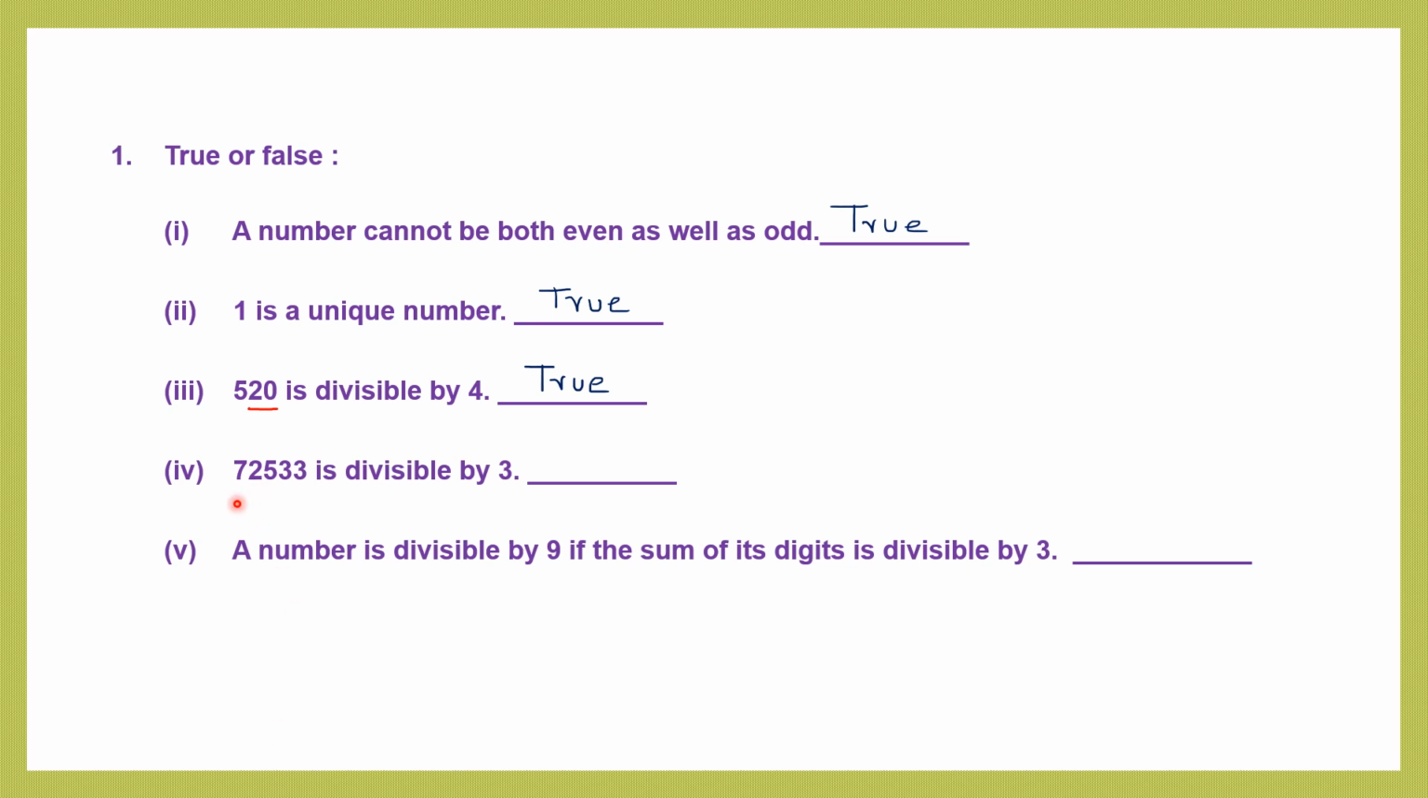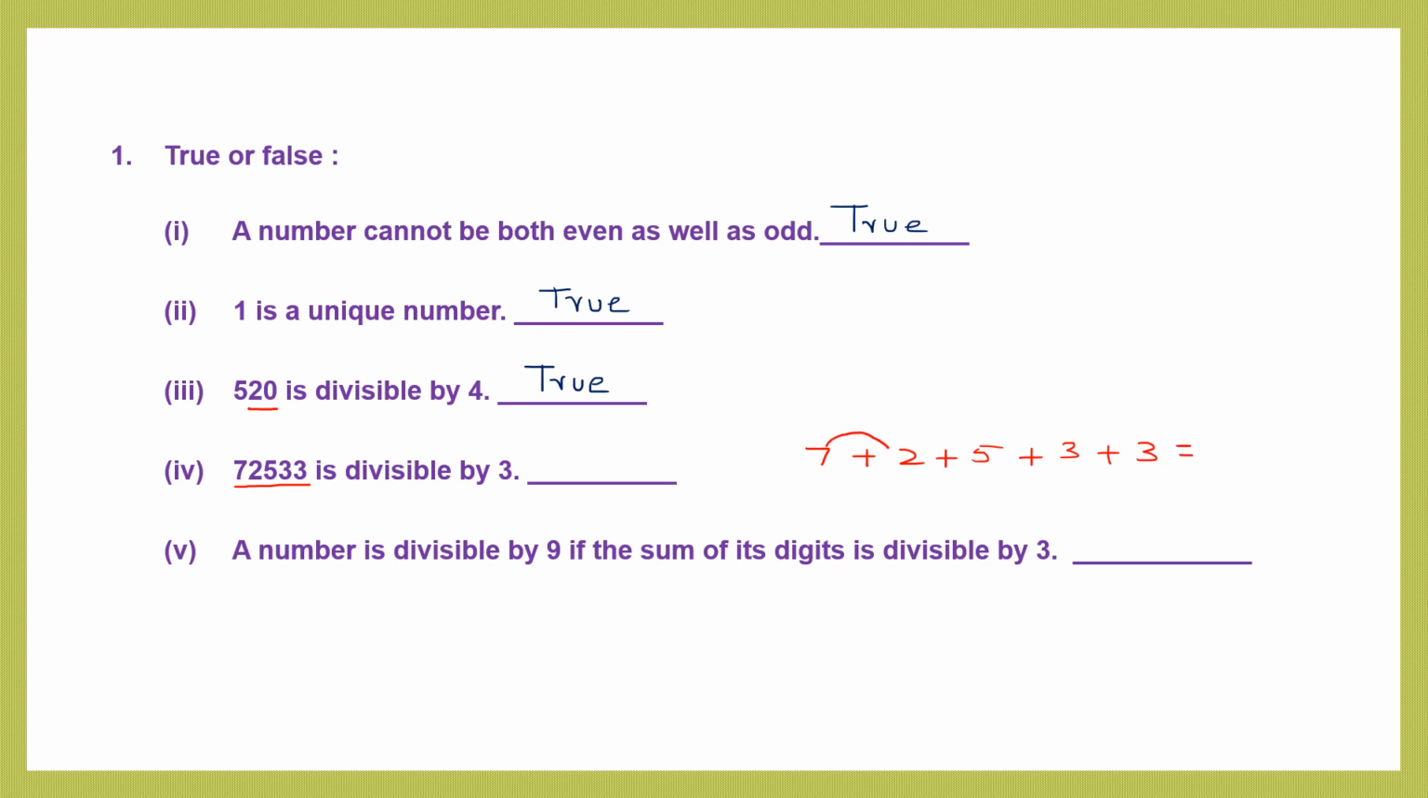Question 4. 72,533 is divisible by 3. Now what is the test for 3? The test for 3 is we need to add up all these digits and see what we get. Now let's try that. 7 plus 2 plus 5 plus 3 plus 3. Let's see what we get.